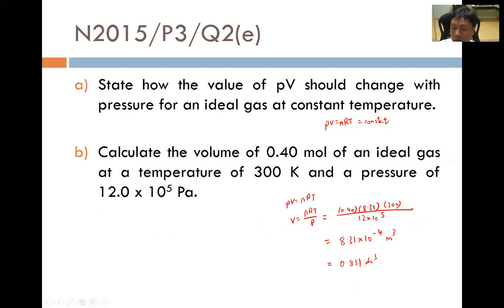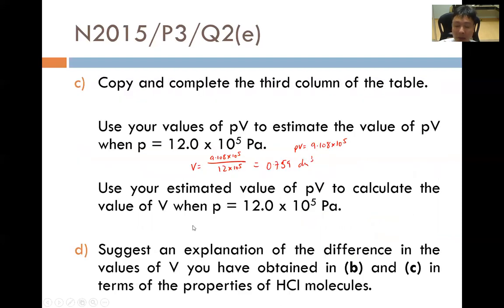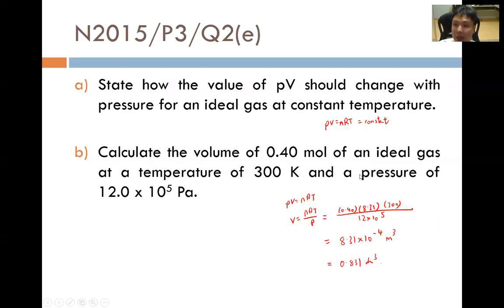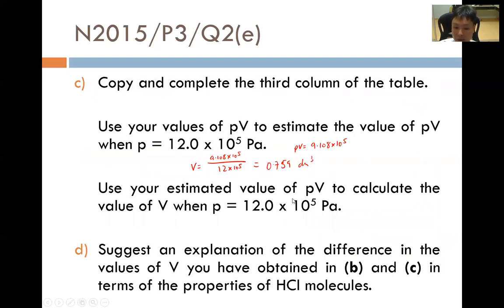Okay, and you can see that it is not the same value as what you calculated using the ideal gas equation for an ideal gas. And hence, the last part of the question is to suggest an explanation for the difference in the values of V that you obtained in part B, based on the ideal gas equation, and part C, based on the experimental results, in terms of the properties of HCl molecules.